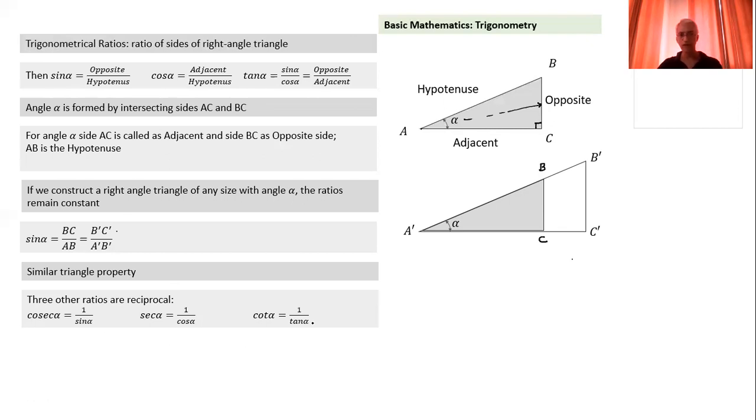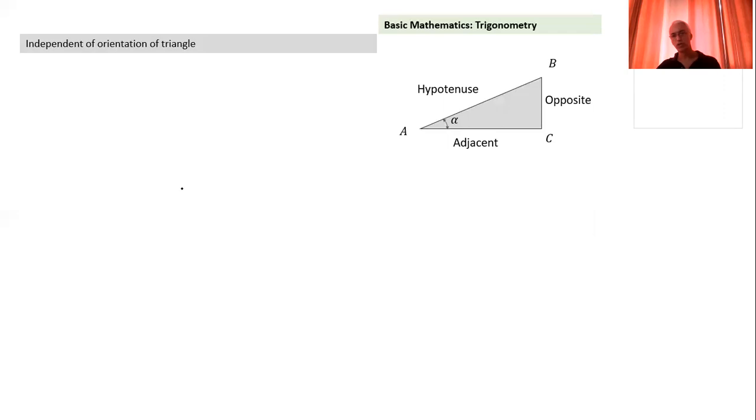So these are basic definitions, and we should be absolutely thorough with the basic definitions and ratios. In any triangle, we should be able to very quickly identify which ratio we have to take for a particular trigonometrical function. Let's move on. In the previous slide, we have seen these ratios are independent of the size of the triangle. It's also independent of the orientation of the triangle.